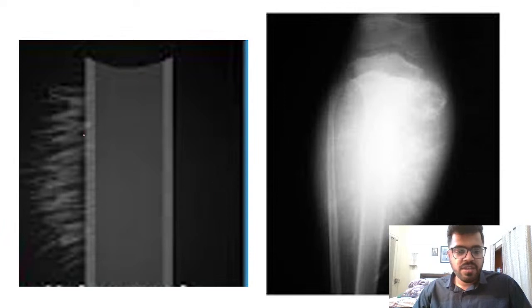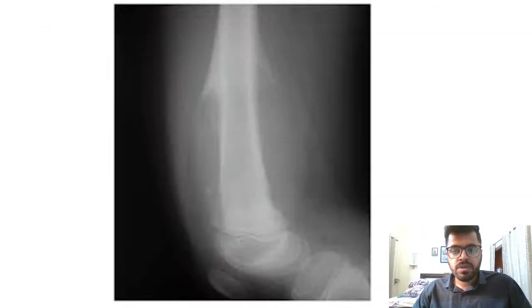So this is the sunburst appearance. You can see calcification along the Sharpey's fibers. This is seen in malignant tumors. Here we can see the radiograph of the same. This is Codman's triangle.